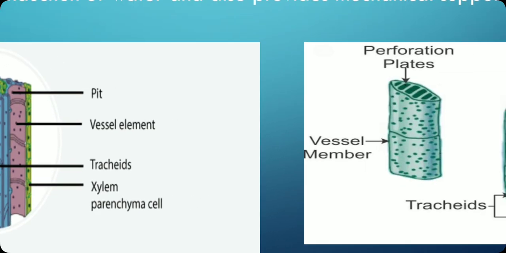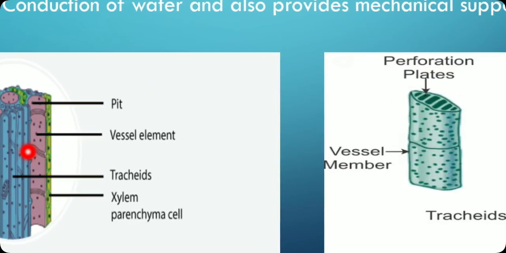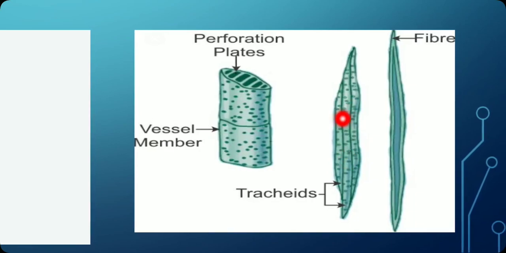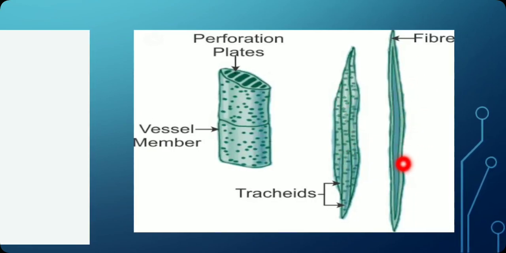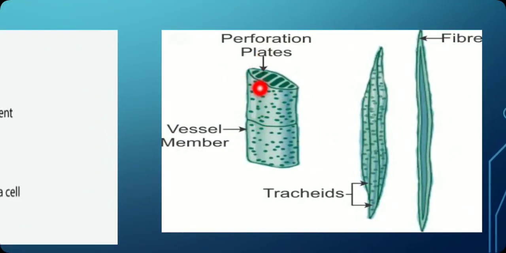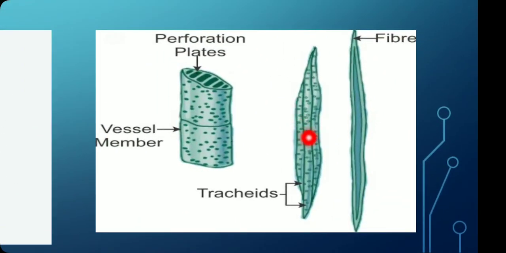Now one component is missing, so I'm showing another picture. Here you are seeing the vessel part, and it looks like this. Then tracheids, and here fiber. This fiber part was missing in the previous picture. The vessel is perforated so that water can easily pass through these pores to the different components of the xylem, which helps the water travel to the upper part of the plant.